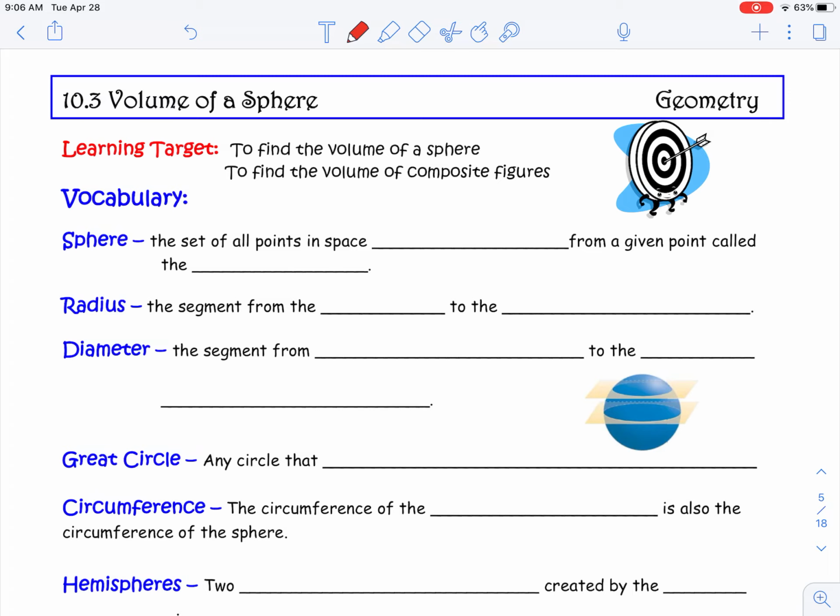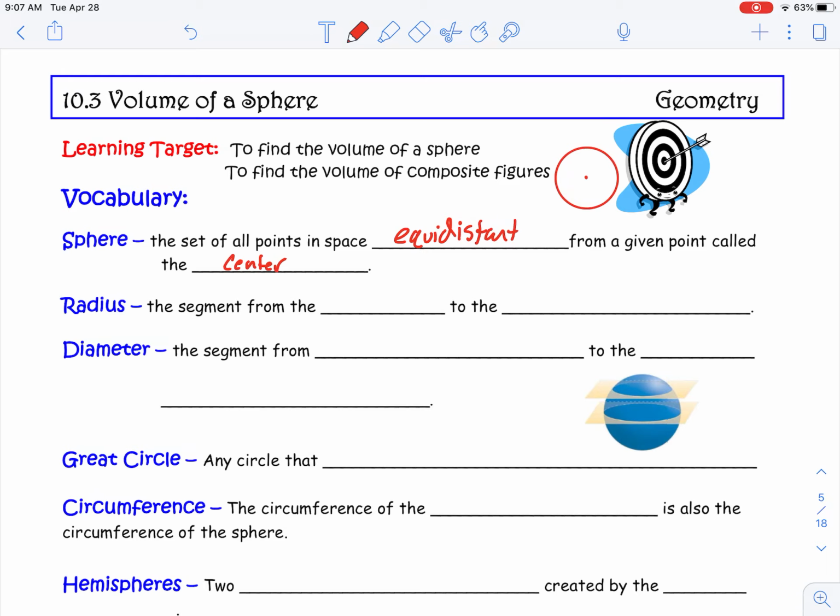So before we jump in, we need to define what a sphere is, and I probably don't need to define it for you in terms of you knowing what it looks like visually, but to give you a more textbook definition, a sphere is what we use to describe the set of all points in space that are equidistant, equal distance, from a given point called the center. In other words, just like a circle has points equidistant from a center point, a sphere is the exact same thing, it's just the three-dimensional version of that.